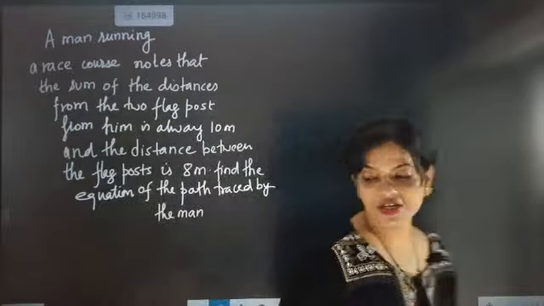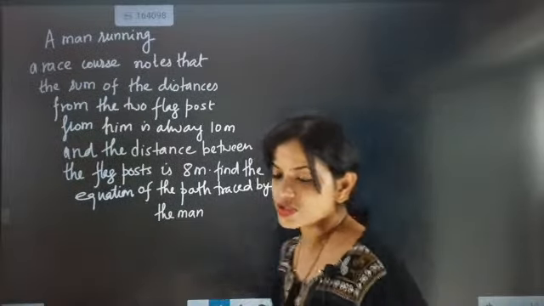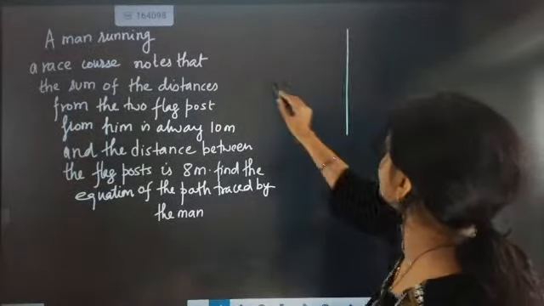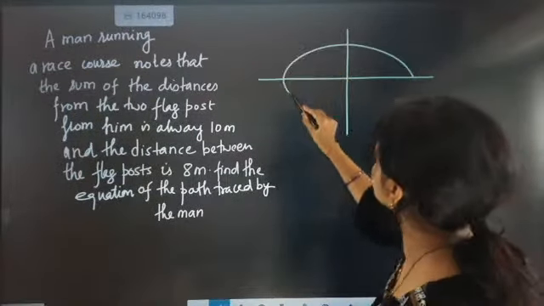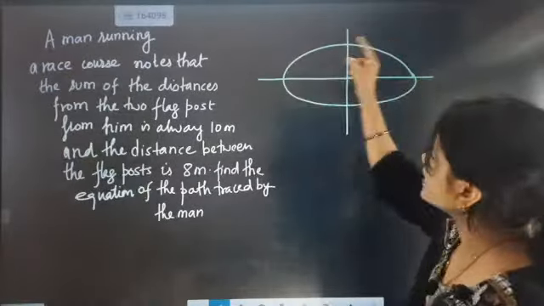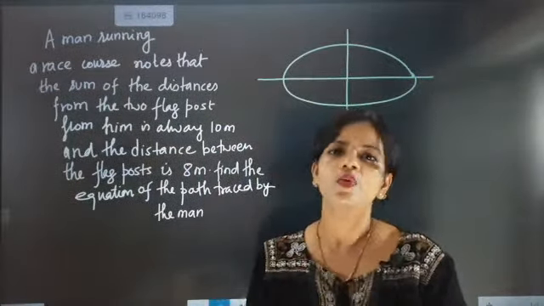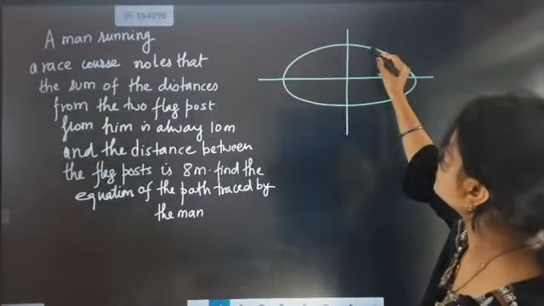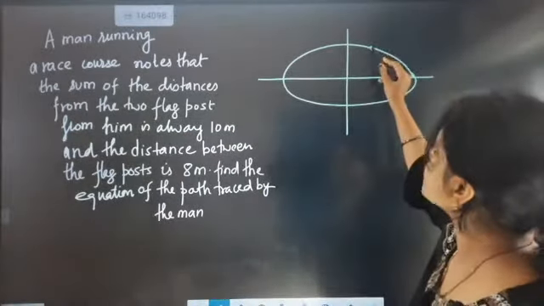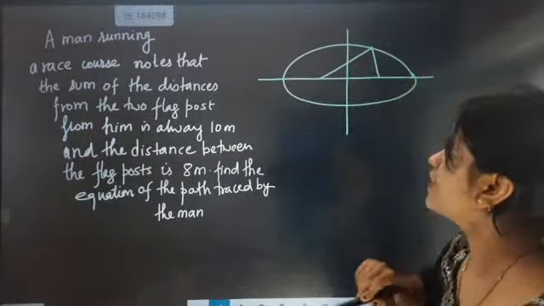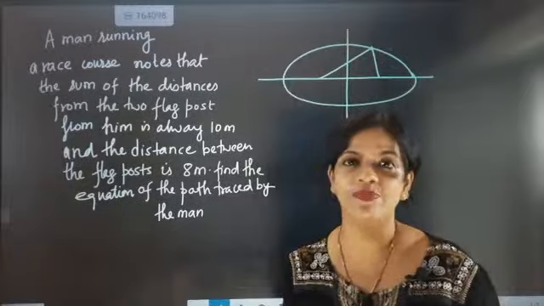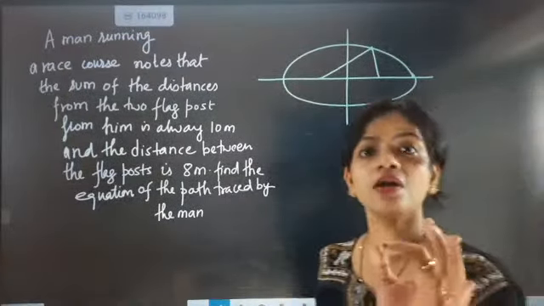So we have to first understand that the man is in the race course. Now exactly this is the path. The path is an elliptical path. Now they're telling that the man is running on this track. So whenever he is running on the track, one thing we find is that whatever point he is at, his distance from the flag post is always the same. So when can the distance between the flag post and the man always be the same? When it will be a focal distance.